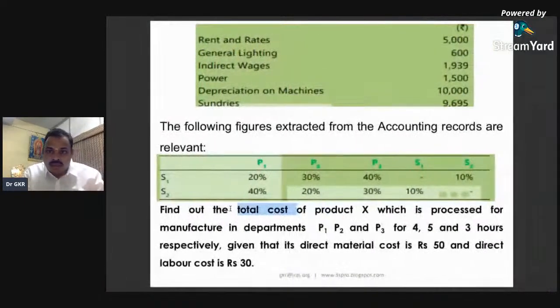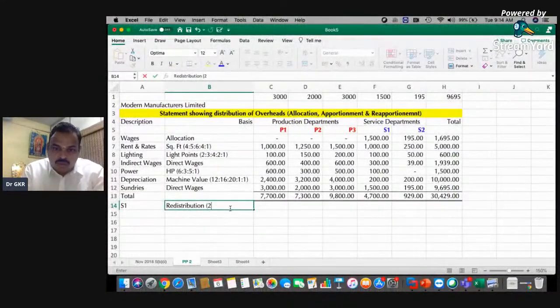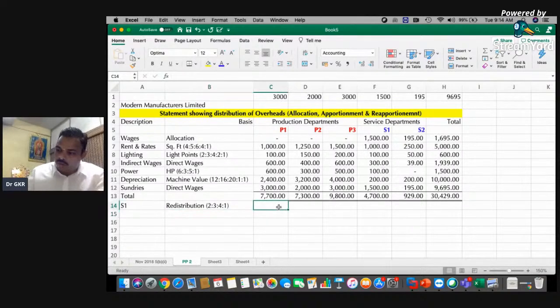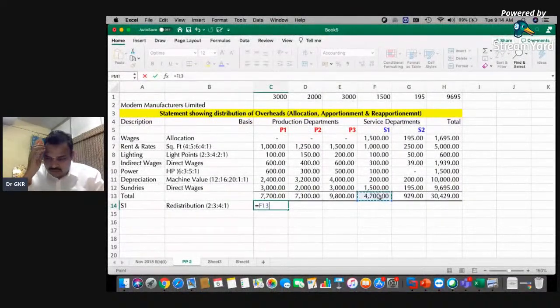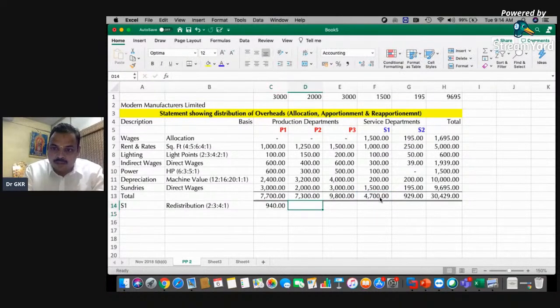That is, we can call it as 2 is to 3 is to 4 is to 1. So therefore, the total is 2 is to 3 is to 4 is to 1. So 2 plus 3, 5, 5 plus 4, 9 plus 1, 10. So 2 by 10. So what is S1? 4,700. So the 4,700 into 2 by 10. Similarly, 4,700 into 3 by 10.